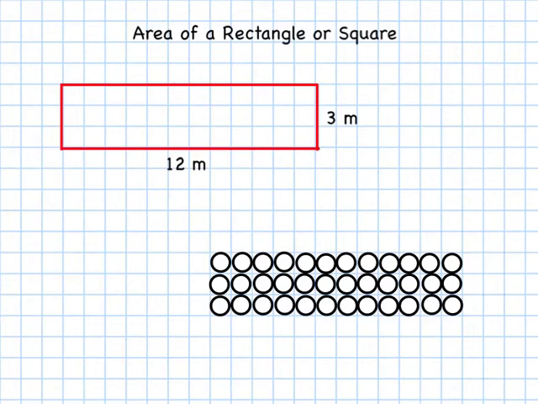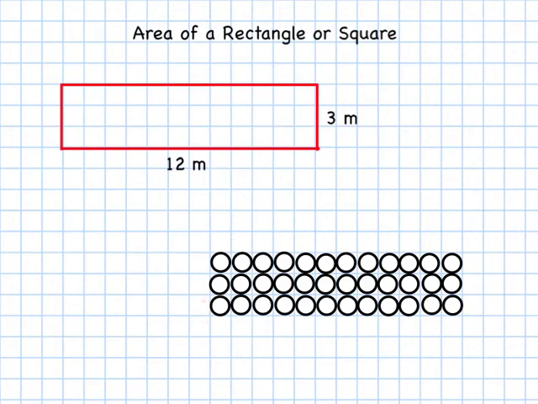Let's look at that rectangle again. So we already know that this rectangle has a length of 12, a width of 3, and that the area is 36 meters square because we already solved the area for this rectangle. We can use an array. So over here I drew a model with arrays.